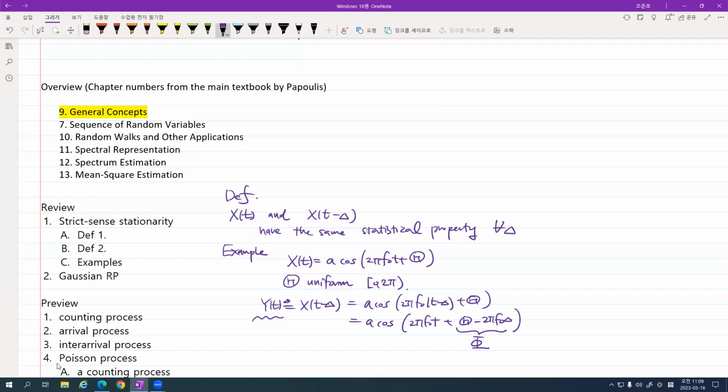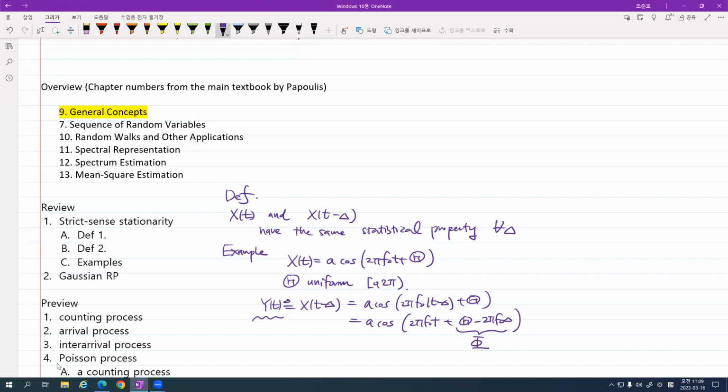X and y have the same statistical property. You cannot distinguish whether what you are observing is x of t or y of t for every delay delta. So this random process is strict sense stationary. And actually, this argument appears in our main textbook written by Papoulis. So if you studied not only the Peebles textbook, but also the Papoulis textbook, probably you've seen this already.